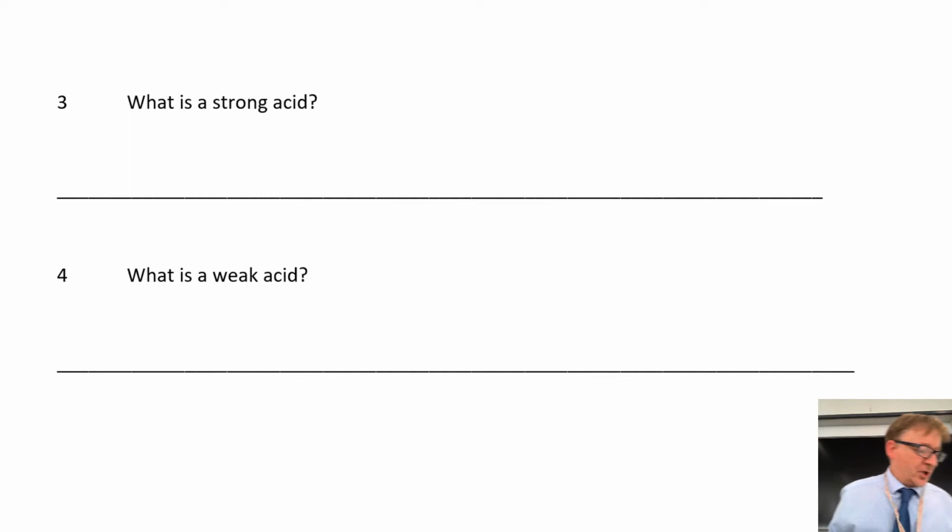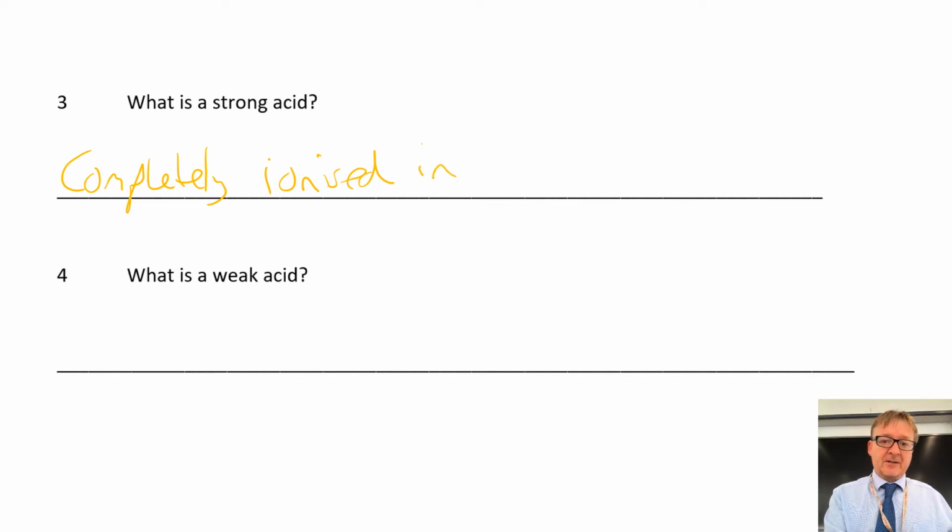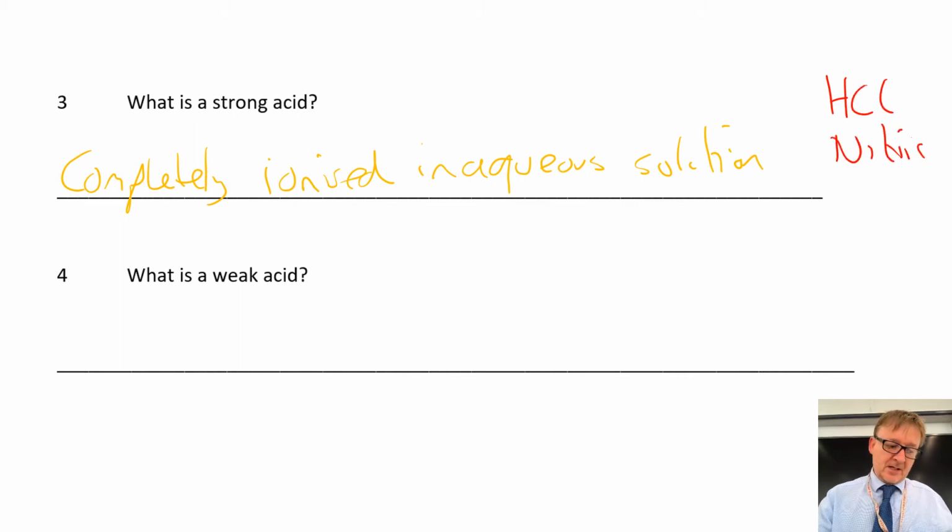Question number 3, what is a strong acid? A strong acid is where it is completely ionized in an aqueous solution. So it goes into water and it completely ionizes. Best examples of that are hydrochloric acid, nitric acid, and sulfuric acid. They are the strongest acids.